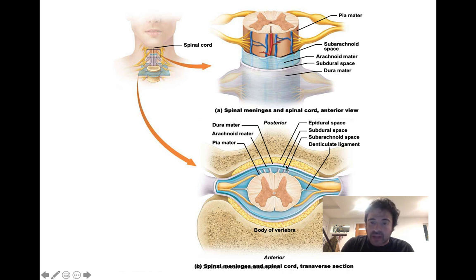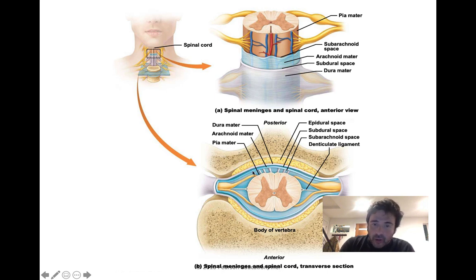It's a layer of dense connective tissue that stabilizes the spinal cord in its position and stabilizes the position of spinal nerves as they exit the vertebral column through the intervertebral foramen. Now, the dura mater is the outermost layer, and it stabilizes the position of the brain and spinal cord and the associated blood vessels in that particular region.